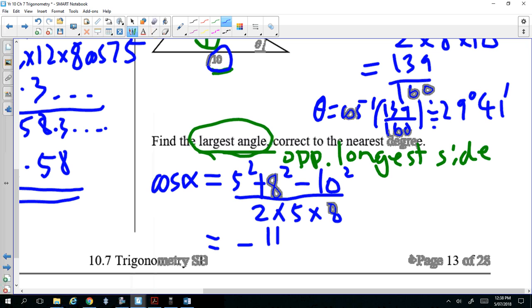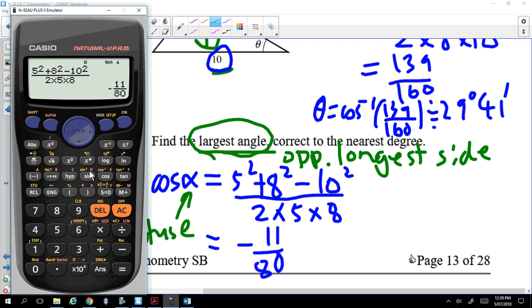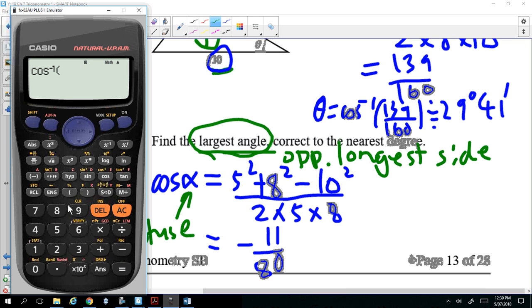But cos is a little bit more advanced than sine. You don't have to do that 180 minus business. You can just go shift cos of the answer. So if I do shift cos of a negative ratio, it gives you an obtuse angle straight away. I don't have to do 180 minus. So cos is a little bit better because we know cos of a negative ratio is an obtuse angle. That gives you an obtuse angle, to the nearest minute, of 97 degrees 54 minutes. So the cos ratio is a bit better.